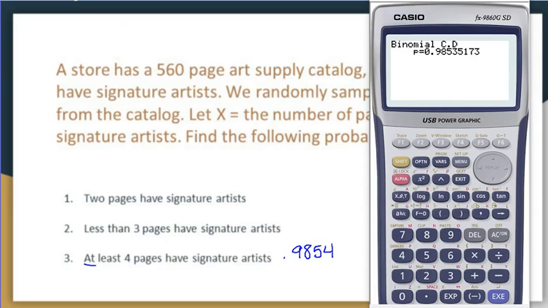Because remember, when we use those words at least, we have to do 1 minus. Okay, so 1 minus 0.9854. That is what I need. All right, so I want to go back to my regular calculator. 1 minus 0.9854. All right, 0.0146. 0.0146 is my probability of at least 4 pages having signature artist.